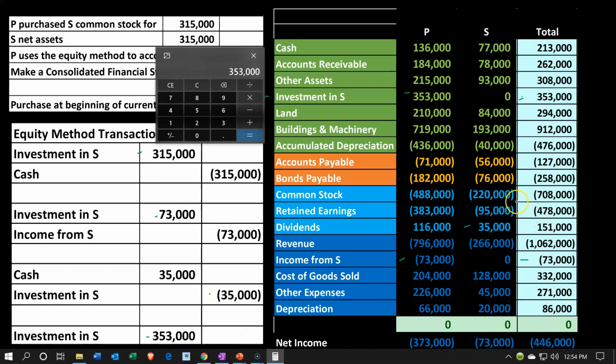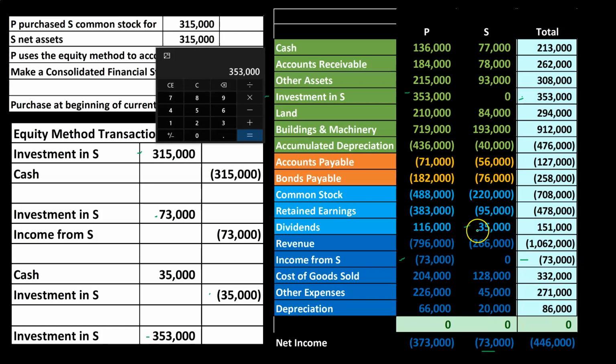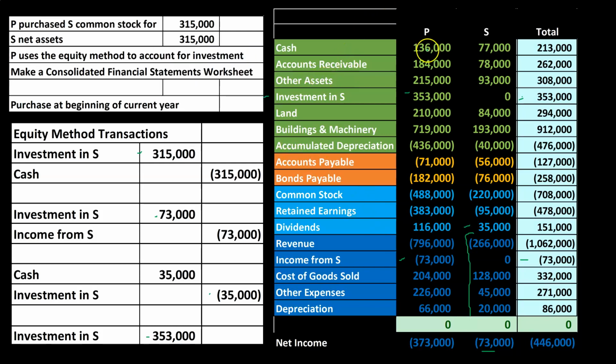So in other words, if you take all of the equity for S, because P owns 100% of it, and when they purchased it, they happened to purchase it for the book value as of the beginning of the year for S, this number ties out. And that's why we're starting out that way. So the equity in S is being represented in one line item in P. That's going to be the idea.